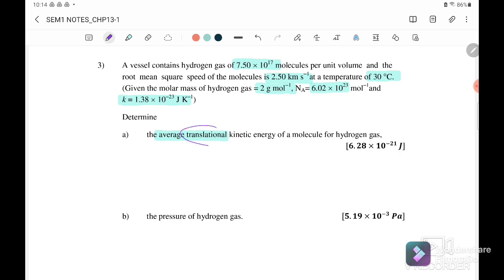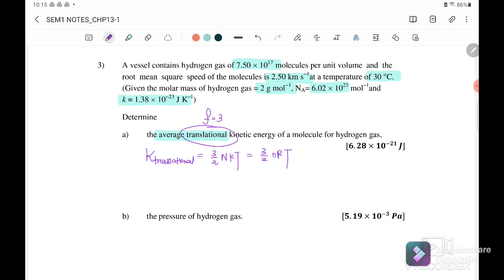If you look at the word translational, it means only linear, so the degree of freedom must equal 3, whether monoatomic, diatomic, or polyatomic, because we only consider the linear motion. Now we want to find the K translational. The equation is 3 over 2 nkT, or you can use 3 over 2 nRT, depending on what information we have.